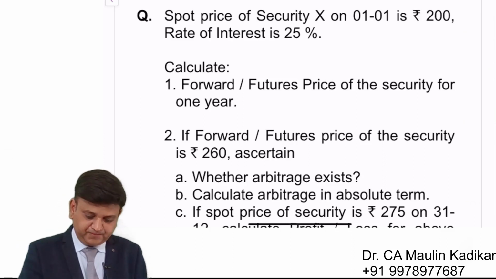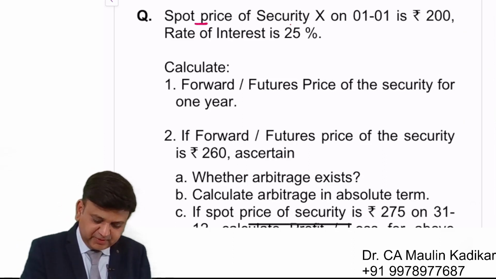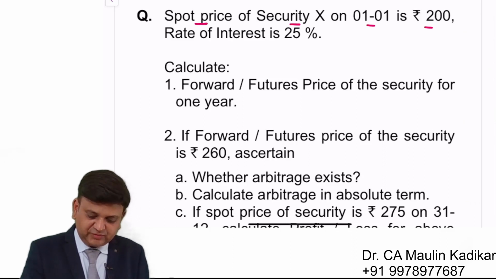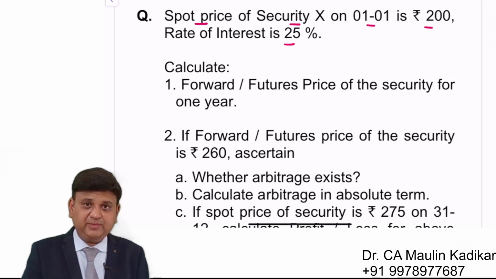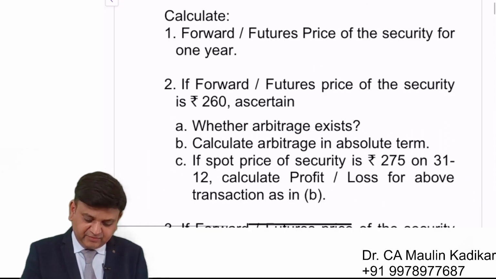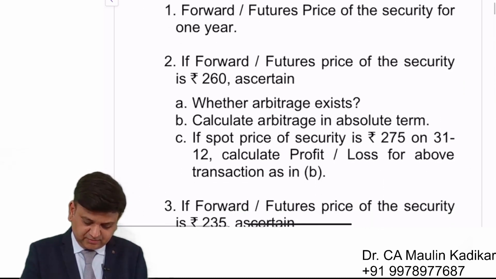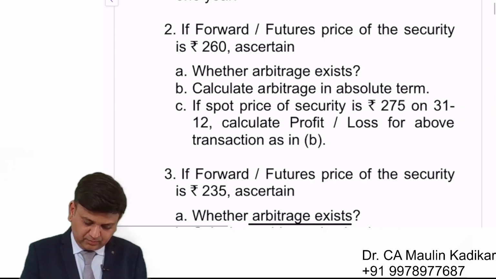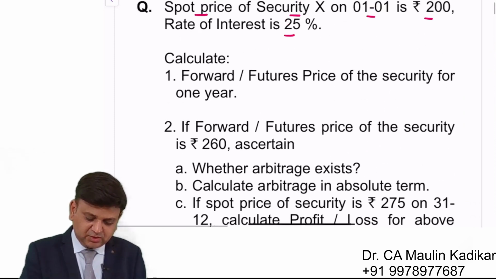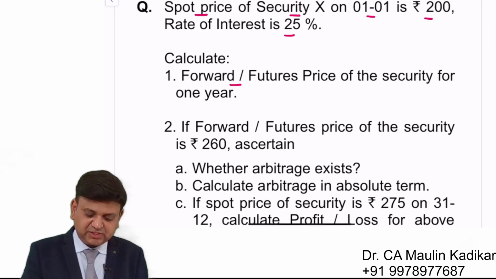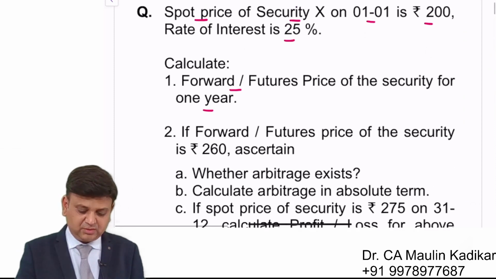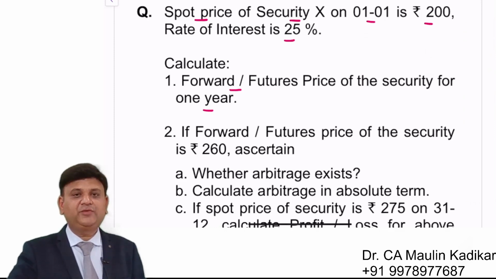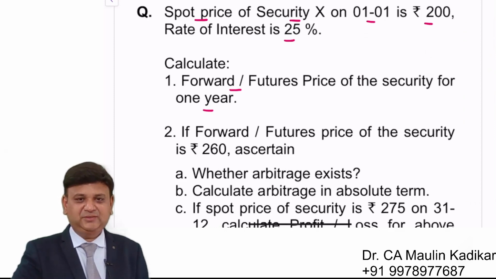Next question. Spot price of the security X on 1st of January is 200. Rate of interest is 25%. And with that, say a few questions have been asked. First question is, calculate the F price of the security for a time period of 1 year. That is a question. Please give me answer of the first question in the chat box.